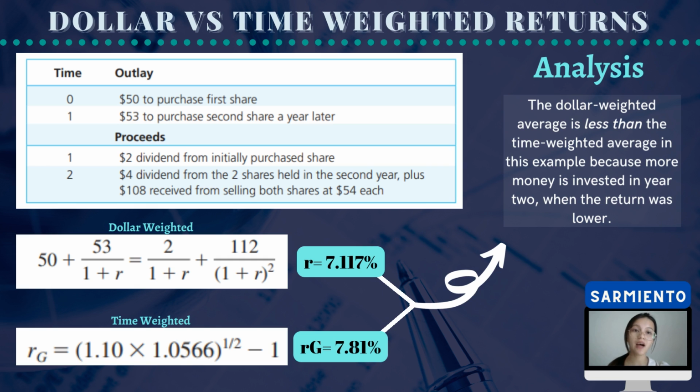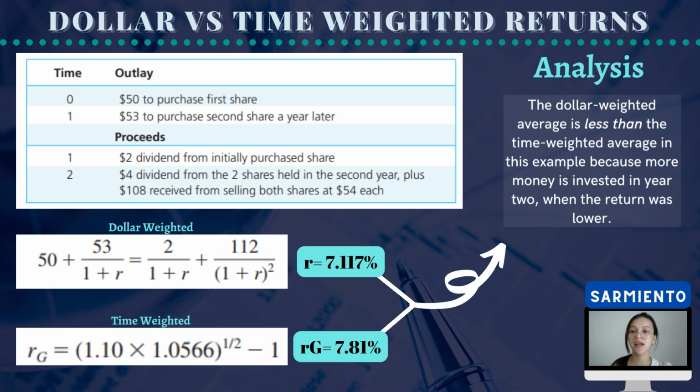So for the time-weighted average, R1 equals $53, which is the second share purchase, plus 2, which is the dividend, minus 50, which is the first share purchase, divided by 50, equals 10%. And R2 equals $54, which is the selling price, plus 2, which is the dividend, minus 53, the second share purchase, divided by 53, is equal to 5.66%.